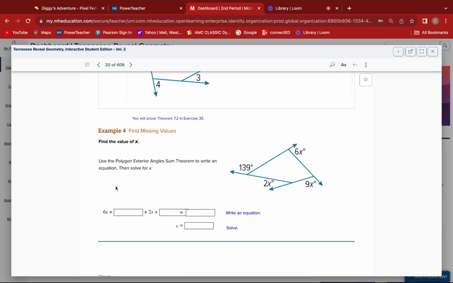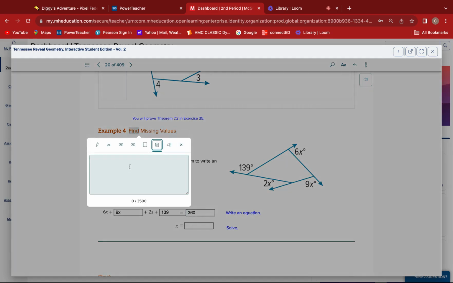All right, so let's see. They're going to add 6x plus 9x plus 2x plus the 139 equals 360 because the exterior angles of any polygon, I don't care if it's a quad or if it's a pentagon, it can even be a decagon, it's going to be 360. All right, so we got to solve this equation.